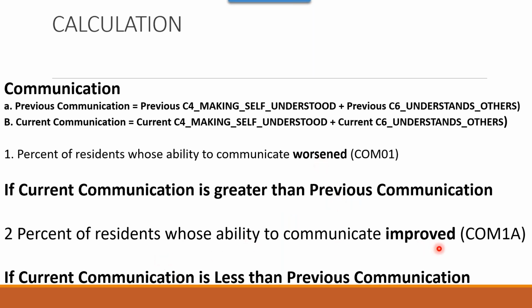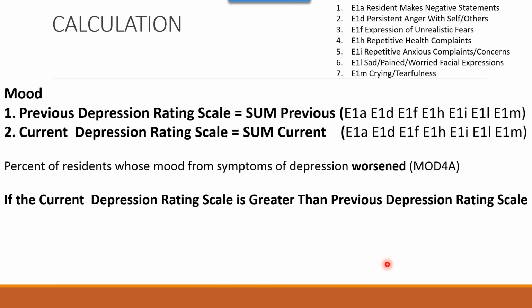For the improvement part, obviously the reverse. If the current communication score is less than the previous communication score, then you've obviously improved. You've gone from 6 to a 5 or 6 to a 3, whatever that happens to be. All right, so very, very simple calculations.